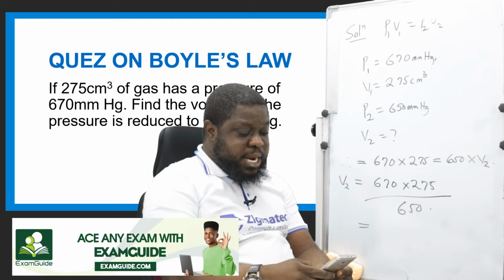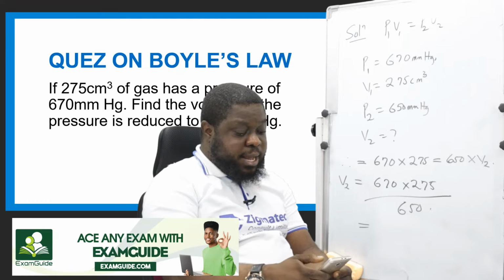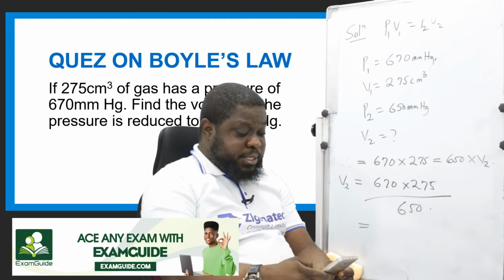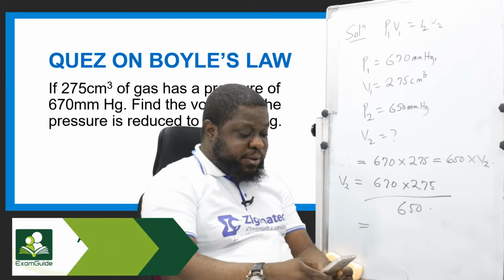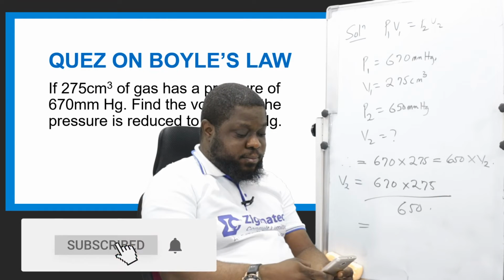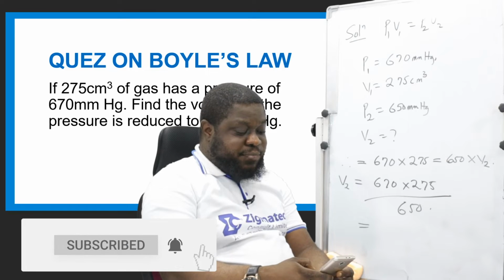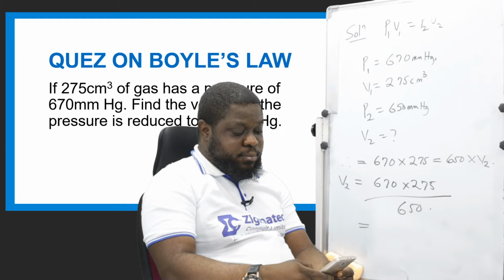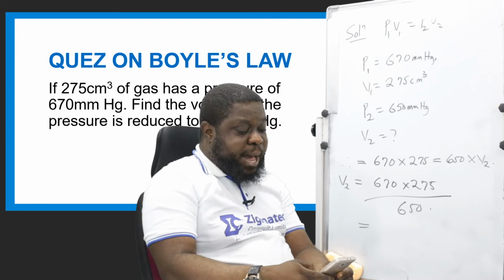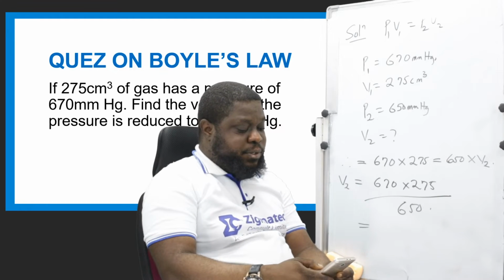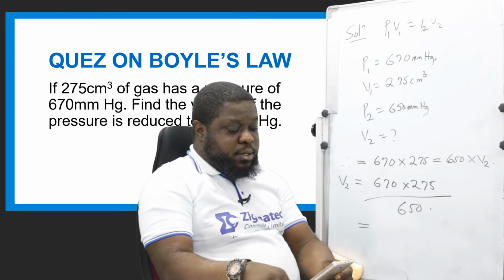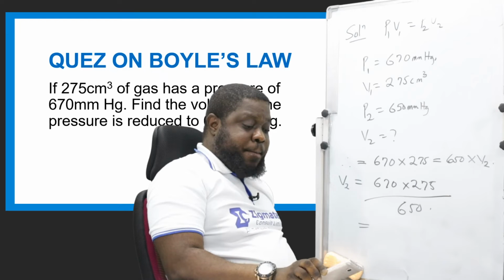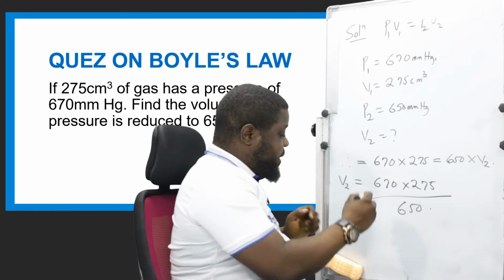Let's make the calculation and get our answer. 670 times 275, divided by 650. So the answer is 283.461.